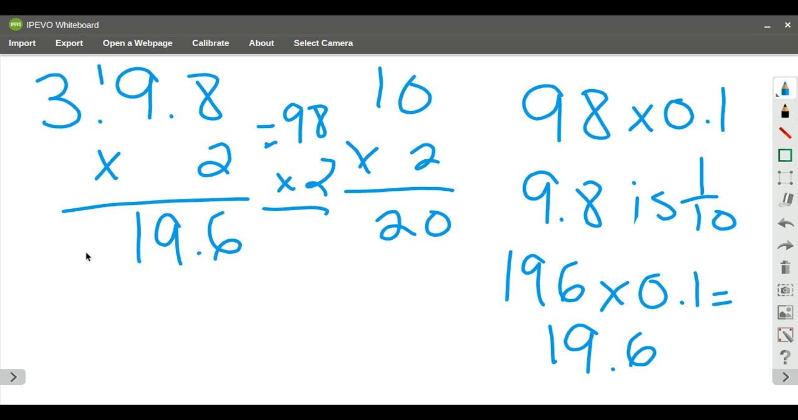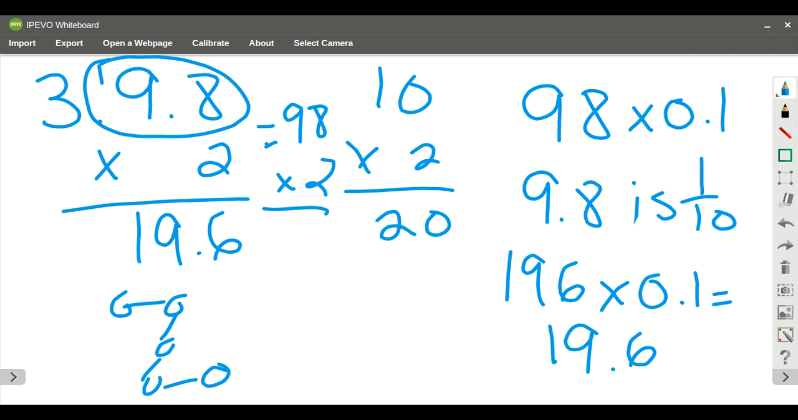So take a look here. Well, let's take a look at this pattern that we notice in this problem. And we'll see if this pattern shows up when we do a couple other problems. So the pattern that I'm noticing is that in one of my factors, I have one number behind the decimal, and in my product, I have one number behind the decimal.